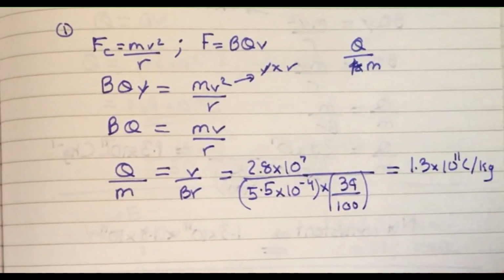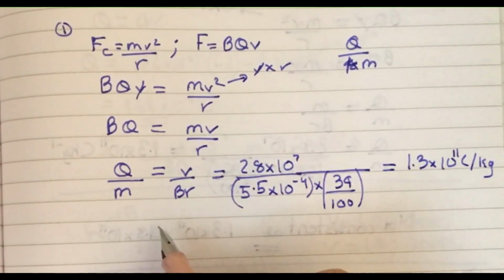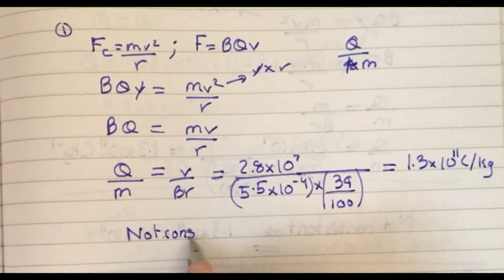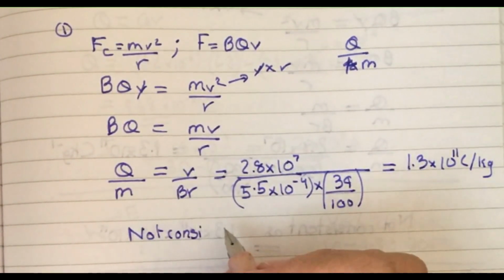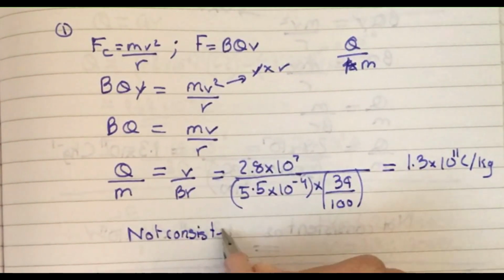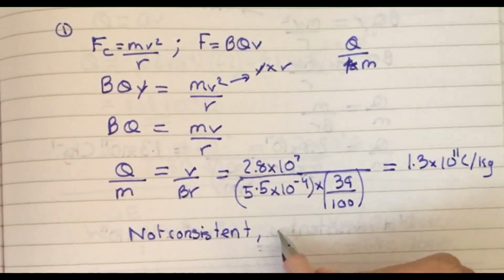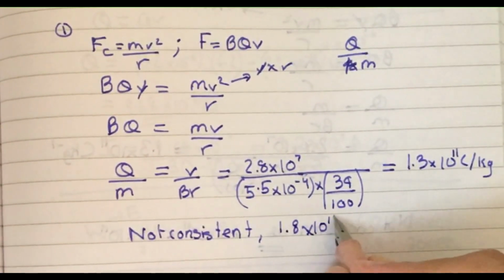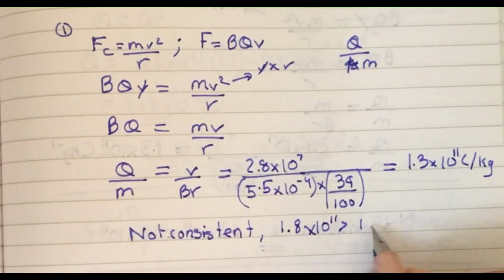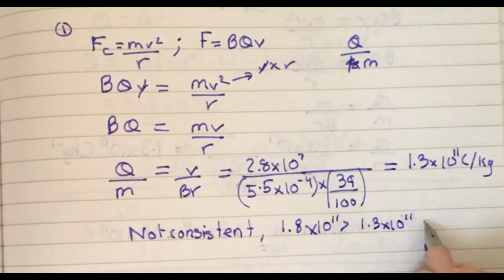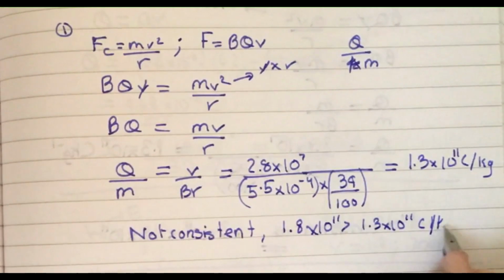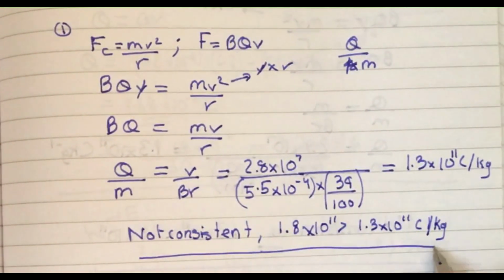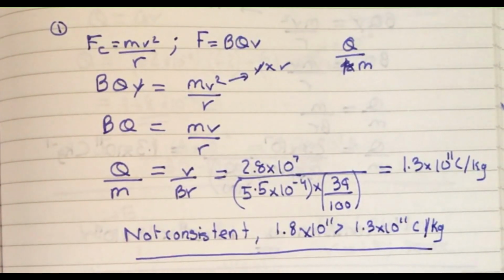So I can basically say that it is not consistent. Why? Because it is less than the accepted value, right? Accepted value is basically 1.8, right? So let me write it. Not consistent as 1.8 times 10 to the power 11 is greater than 1.3 times 10 to the power 11 coulombs per kg. You can write also the unit as well. While explaining it, I wrote an example sentence, so you can write it in your own words, right? So this is your final answer for the first method.